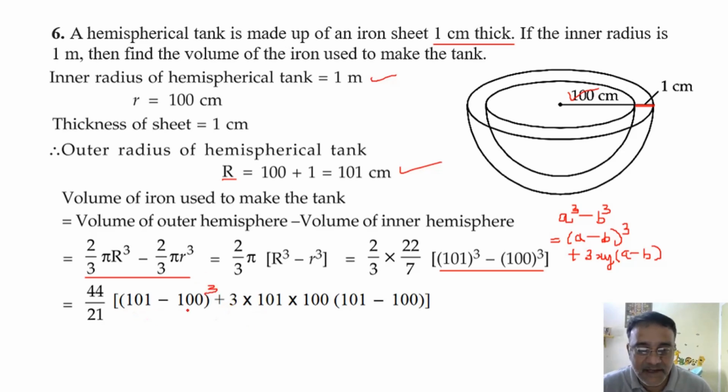So 101 minus 100 cube, this is equal to 1, and 3 into 101 into 100 into 101 minus 100.